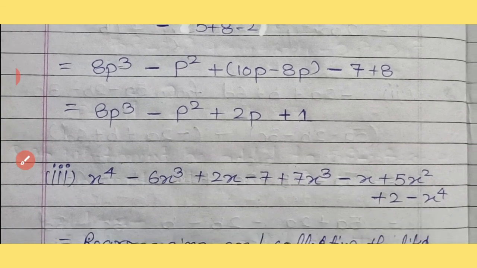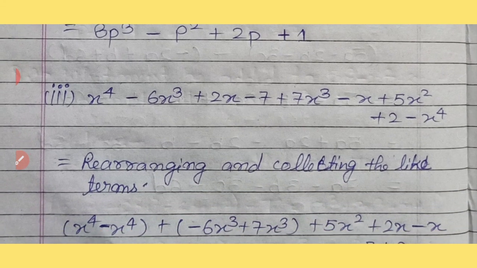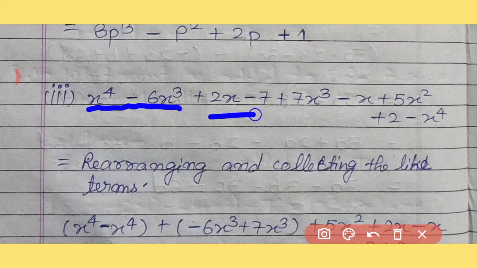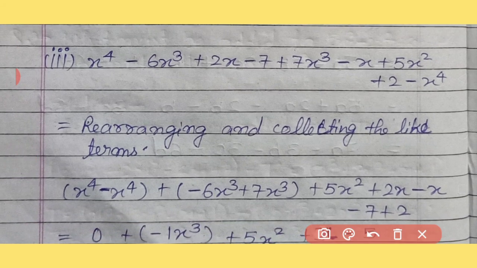Next question: x to the power 4 minus 6x cube plus 2x minus 7 plus 7x cube minus x plus 5x square plus 2 minus x to the power 4. In the same way, firstly we will rearrange and collect the like terms. Is any x to the power 4 present? Yes, x to the power 4 is present here at the last, so we will put them together.